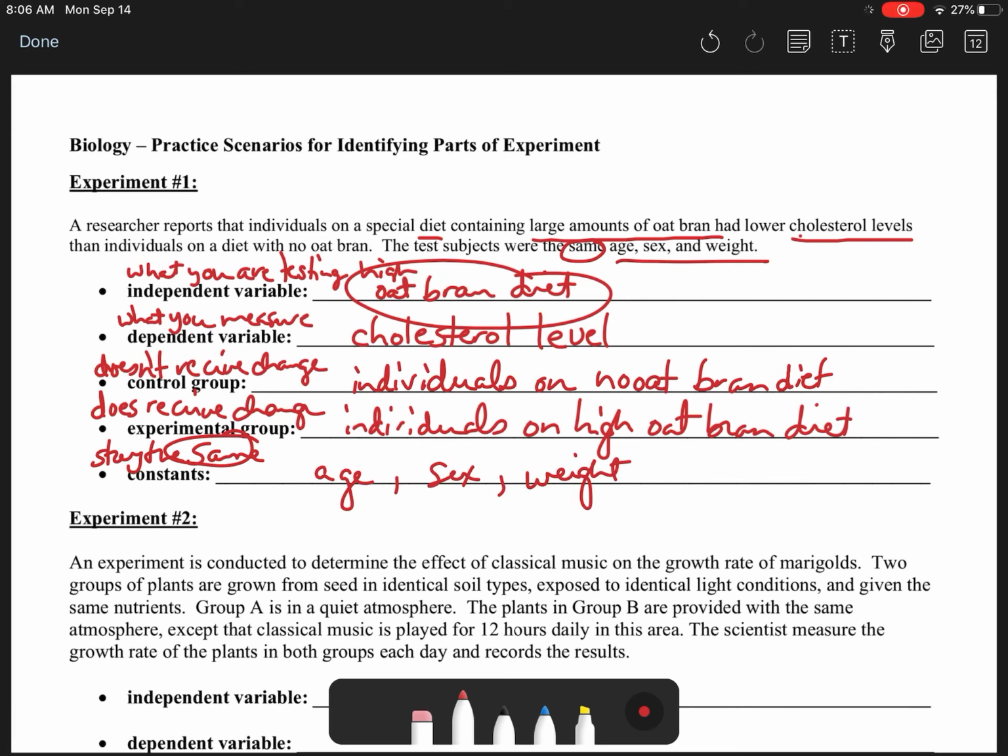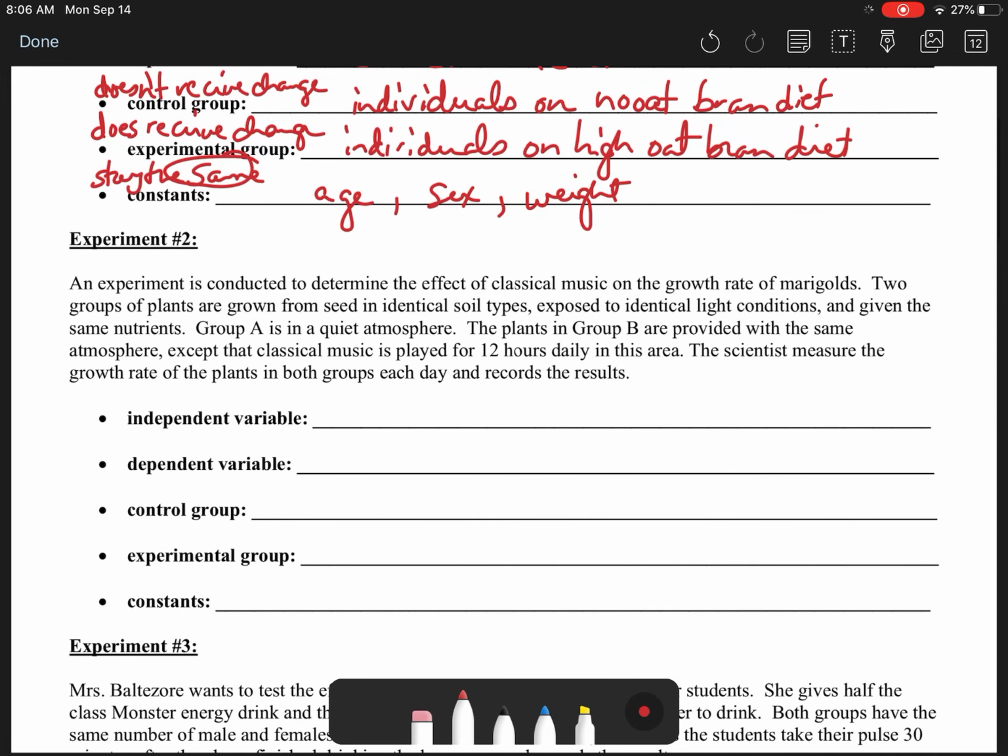Okay? So let's go through and do one more. And here's a way you can kind of help yourself out. An experiment was conducted to determine the effects of classical music on growth rate of marigolds. They have just told you your independent variable and your dependent variable. So always look for that in that first sentence. A lot of times they'll already tell you what it is. So the independent variable is what you're testing.